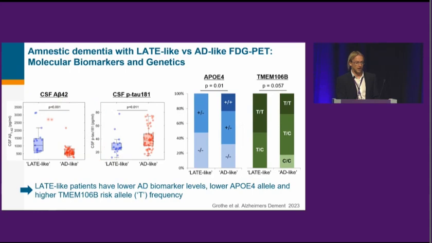Underlining the idea that it may be actually LATE pathology driving the clinical syndrome in these cases. They had also significantly less abnormal AD biomarkers, and they were also less likely to be ApoE4 carriers, so 50% ApoE4 positive versus almost 70% in the AD-like cases. But on the other hand, they were enriched for the TMEM106B risk allele, which is associated with TDP-43 pathology.